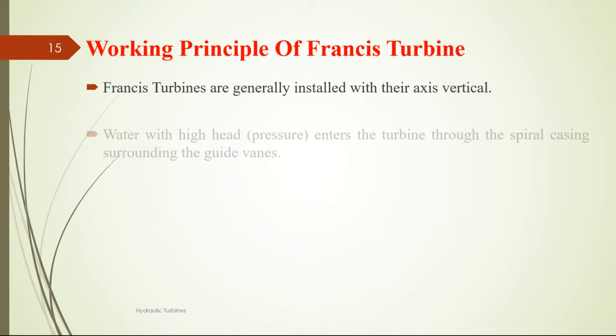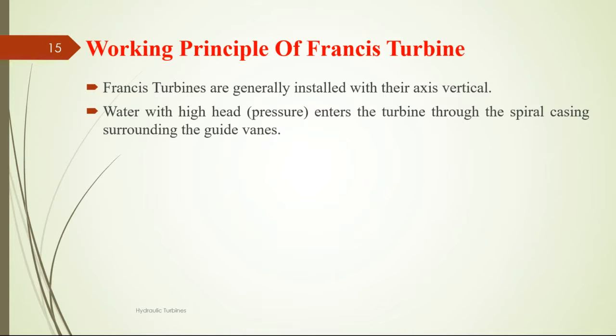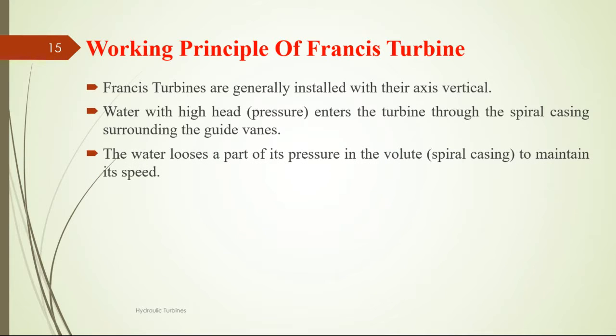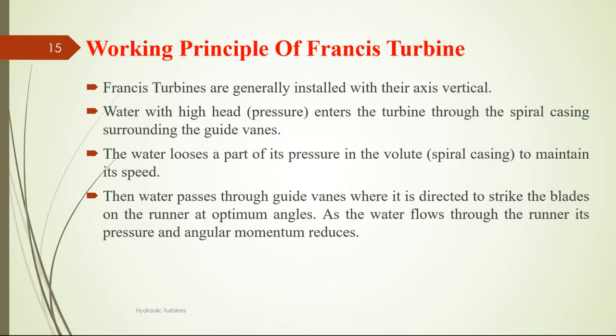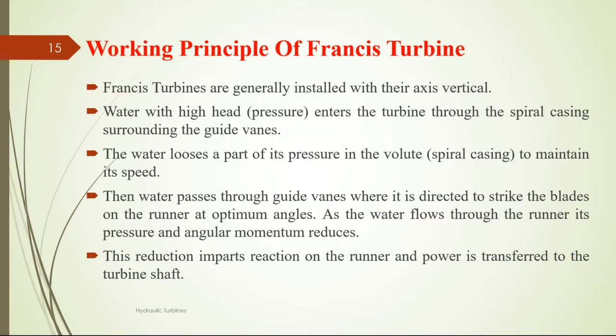If we talk about the working principle of Francis turbine, then they are generally installed with their axis vertical. Water with high head enters the turbine through the spiral casing surrounding the guide vanes. The water loses a part of its pressure in the volute, which is nothing but the spiral casing, to maintain its speed. Then water passes through the guide vanes, where it is directed to strike the blades on the runner at optimum angles. As the water flows through the runner, its pressure and angular momentum reduce. This reduction imparts reaction on the runner and power is transferred to the turbine shaft.